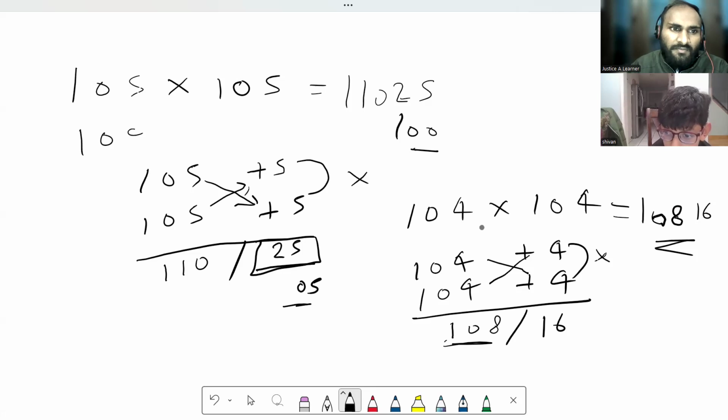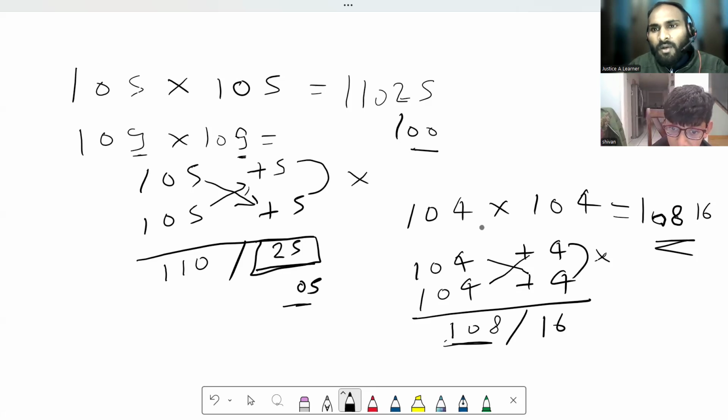Let me show you another question and look how I'm solving it. This is 109, and I will simply add another 9. Can you tell me 109 plus 9? That's 117. No, 118.